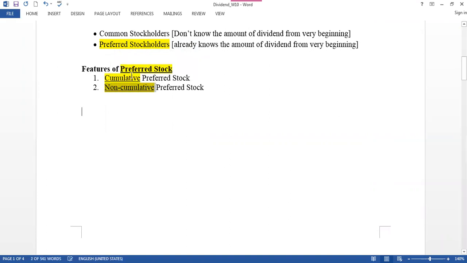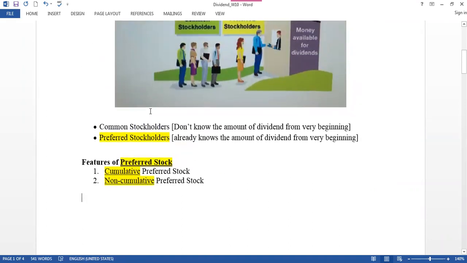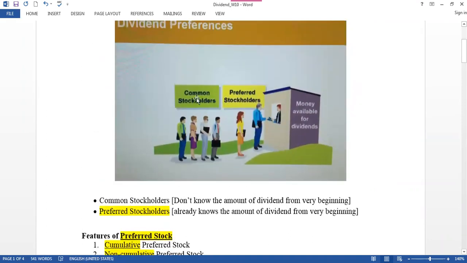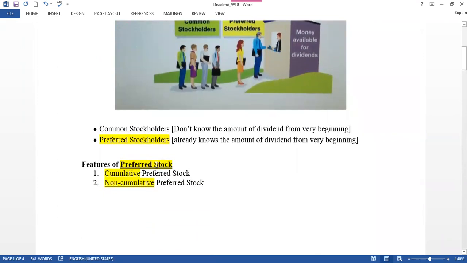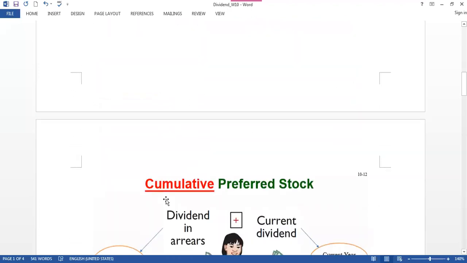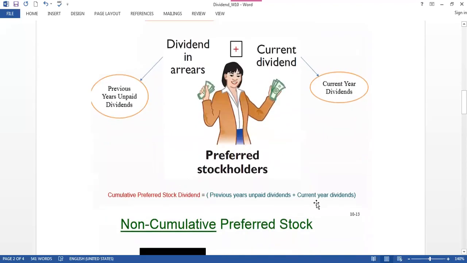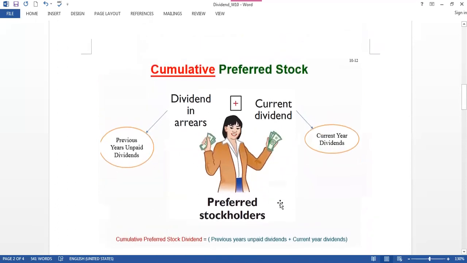And there are several differences between cumulative preferred stock and non-cumulative preferred stock. First you learned the difference between preferred and common stock, right? Now we are going to learn the difference between cumulative preferred stock and non-cumulative preferred stock based on this picture. So what is the first picture about? According to this first picture, you can see that this lady is very happy because she is holding money with both hands, right?